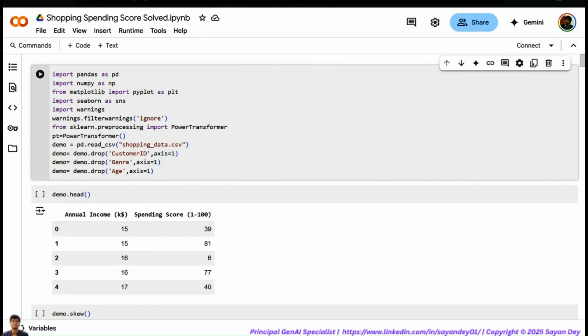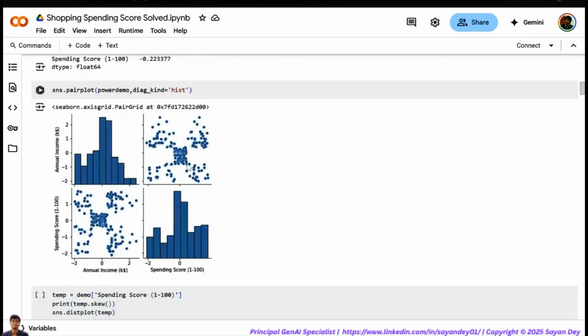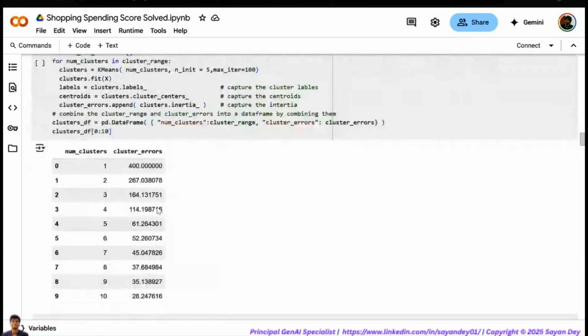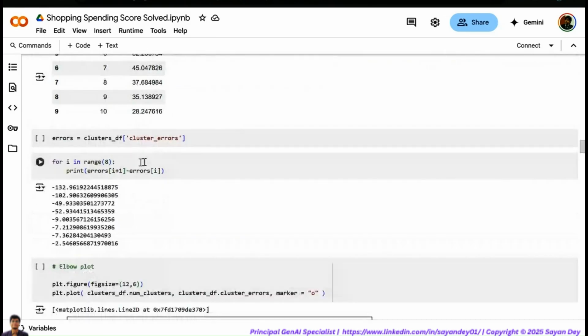We have the income of the customer, we have the spending score of the customer, and we are trying to find the different groups and clusters of customers. Okay, so this is the clustering exercise that we are trying to do. How did we go about it? First step, we go and do the elbow method.